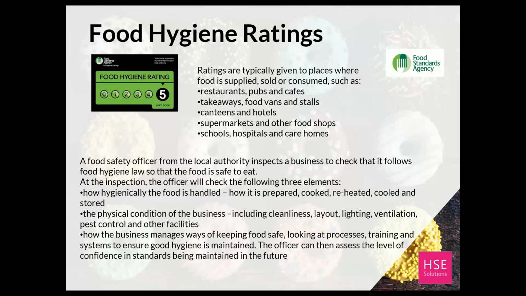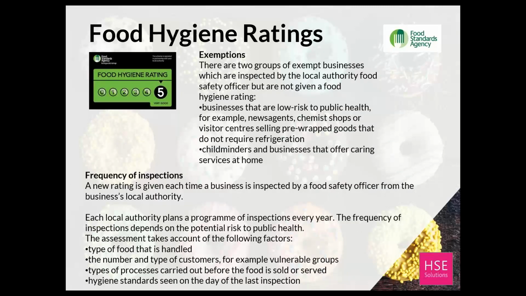Ratings are typically given to places where food is supplied, sold, or consumed. So you'll have seen these in restaurants, pubs, and cafes, takeaway vans, food vans and stalls, canteens, and hotels, supermarkets, schools, and hospitals. And the food safety officer from the local authority inspects the business to check that it follows the food hygiene law. So it's their job now to go around and actively inspect where the ratings are given. There are a couple of exemptions, as you can see there. Businesses that are constituted as low risk, and a couple of examples there are newsagents, chemists, or visitor centres that are selling pre-wrapped food that doesn't need to have any kind of storage, refrigeration, or handling.